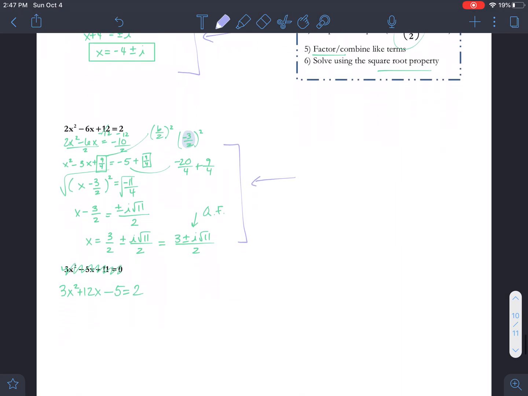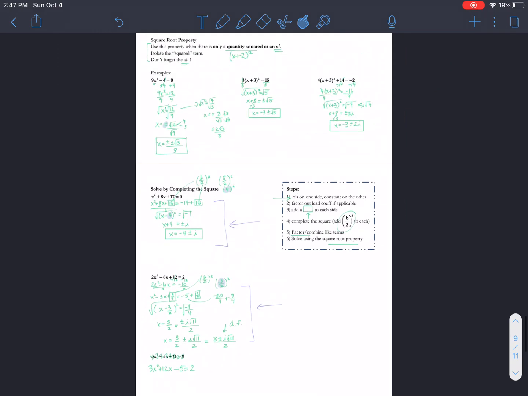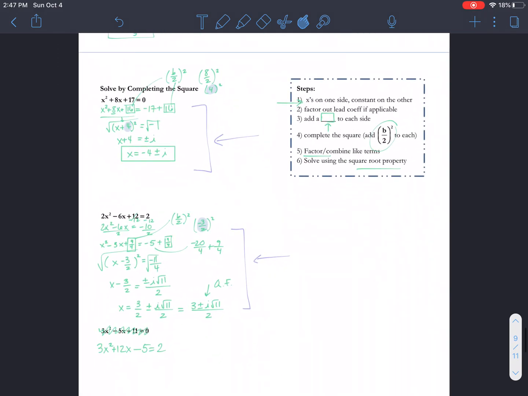And the last one, I'm going to change that tomorrow, and we'll try one more in class. So that is it. Thank you guys for watching. Again, we did square root property, completing the square. Make sure you feel okay about these steps, and bring in any questions.